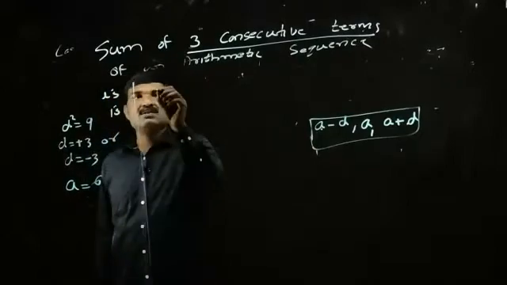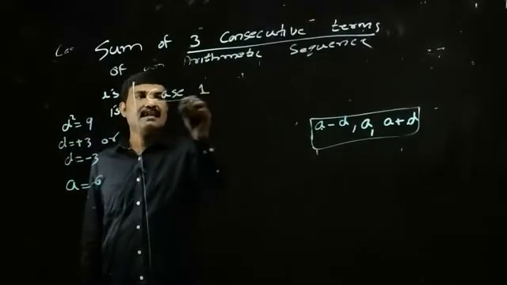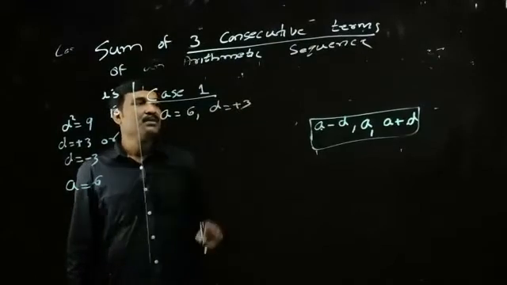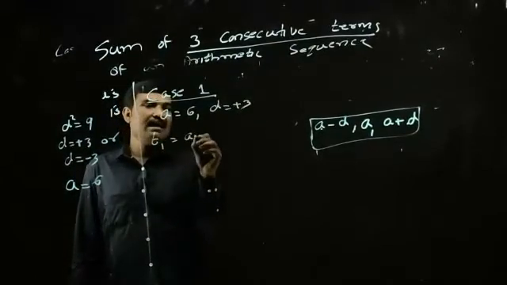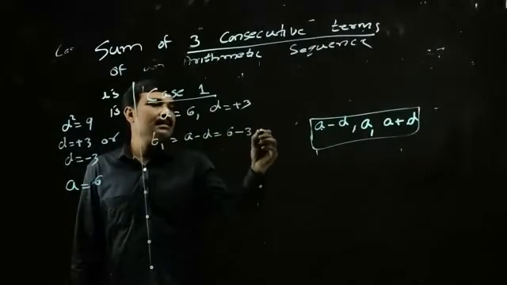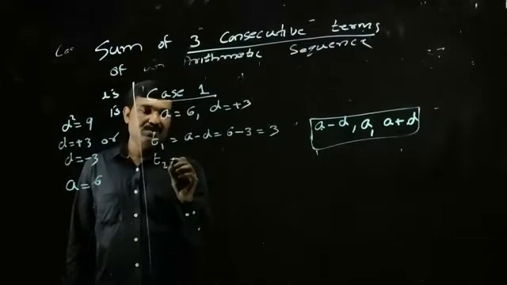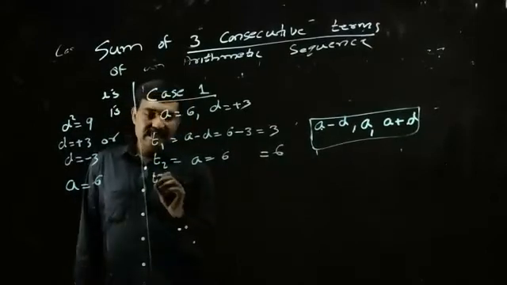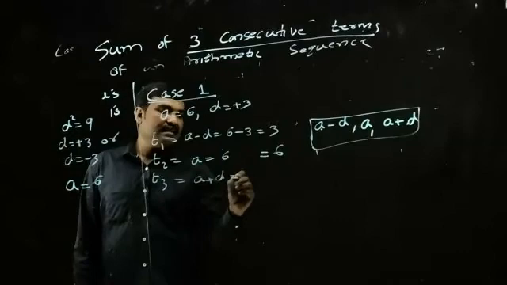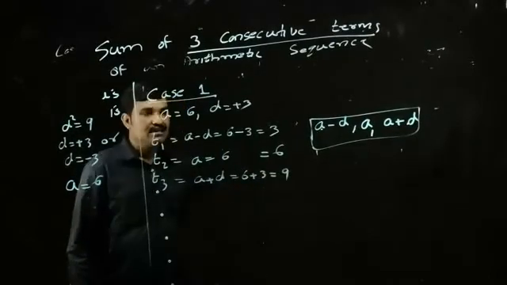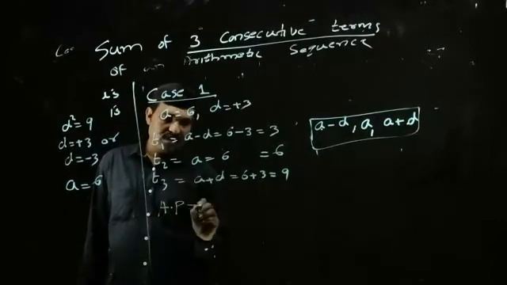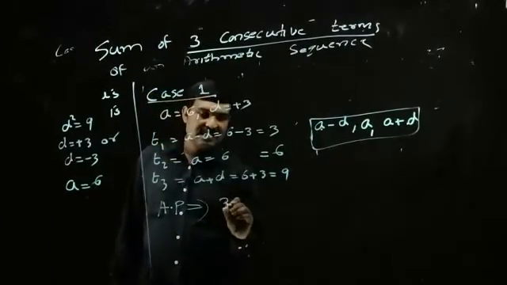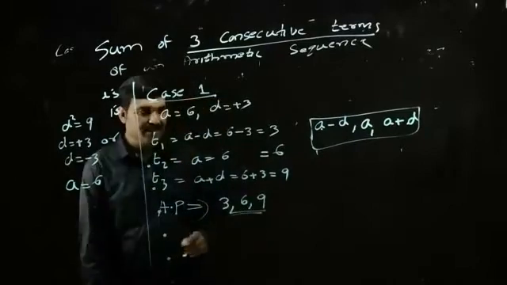Now, case one. Right. In case one, we know A is equal to 6. Let D is equal to plus 3. Right. So, term 1, T1 is equal to A minus D, that is equal to 6 minus 3, that is equal to 3. Right. And term 2, T2, is equal to A, that is equal to 6. So, we got the second term as 6. And the third term is given as A plus D, that is equal to 6 plus 3 is equal to 9. So, our arithmetic progression, or the three consecutive terms of the given arithmetic sequence, is 3, 6, 9. This is the first case.